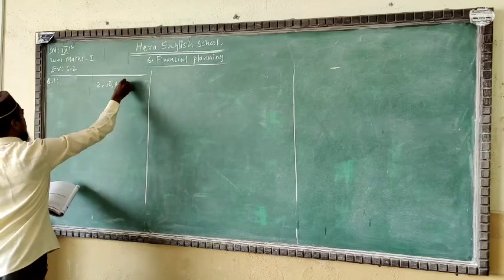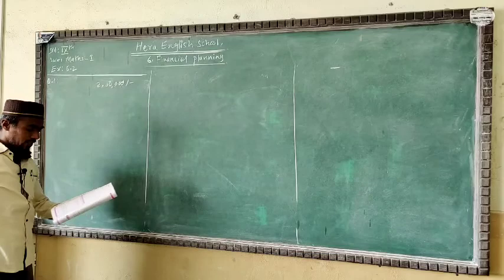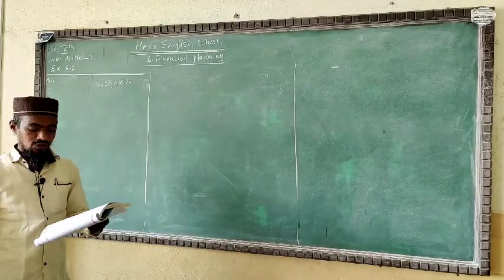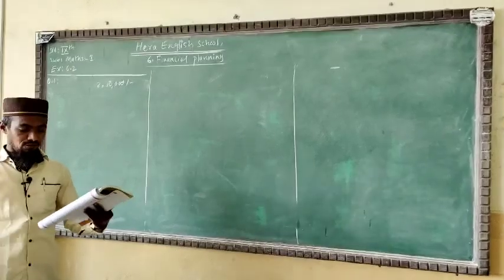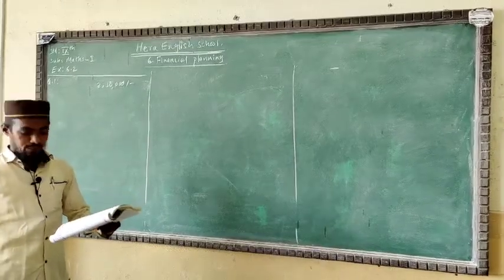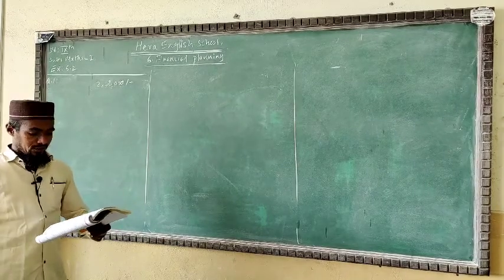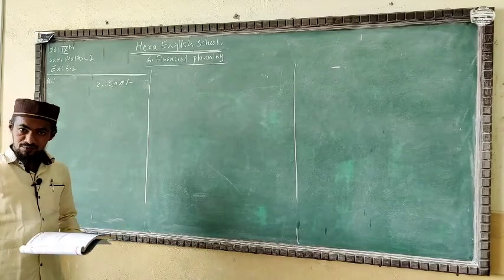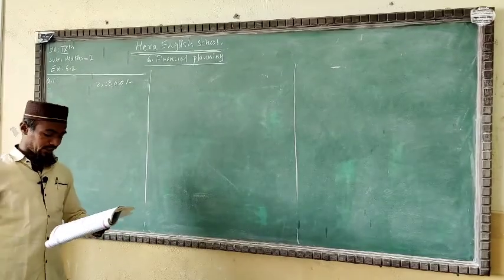Now here Miss Nikita's amount is 2,34,000. This is the taxless amount. So here in the answer column we'll write whether she will have to pay or not. Here we'll write Miss Nikita will not have to pay the income tax.